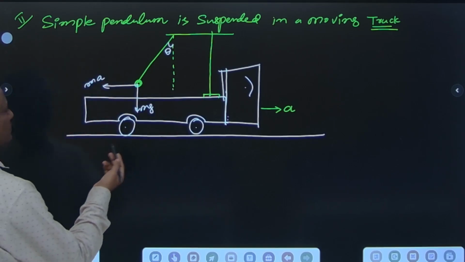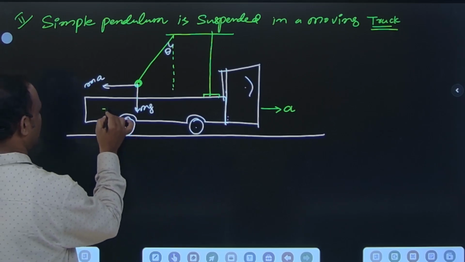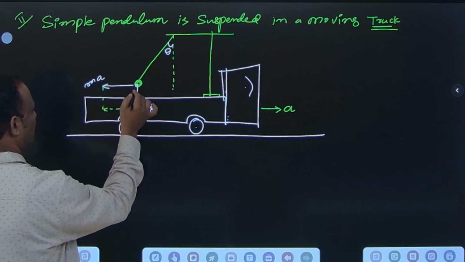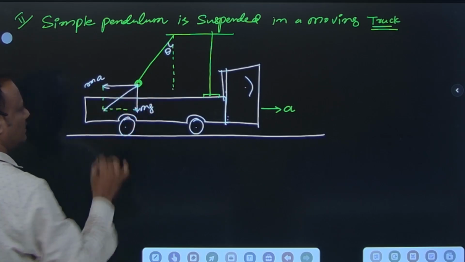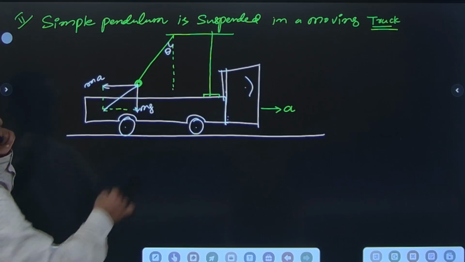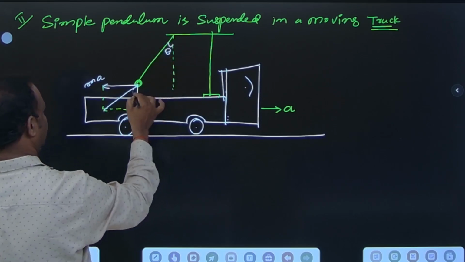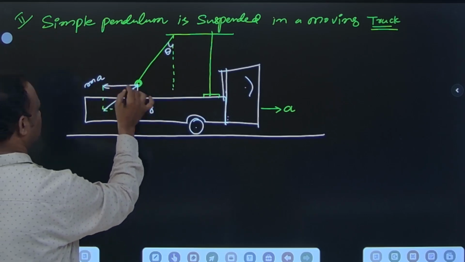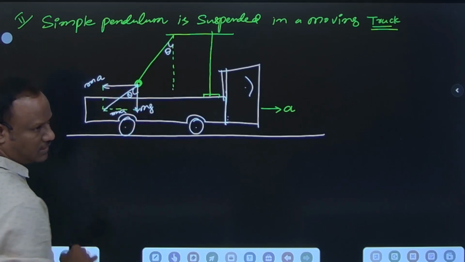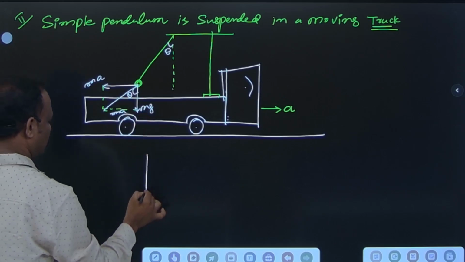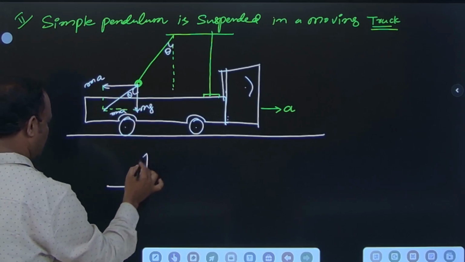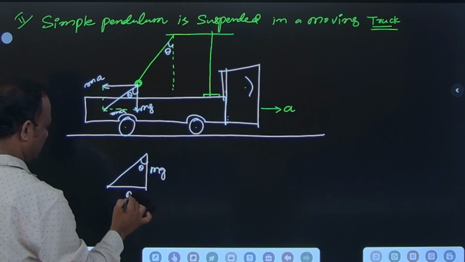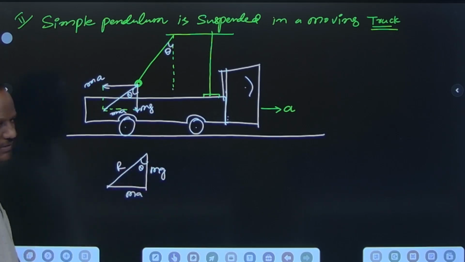Effective acceleration, using the parallelogram law: parallel to this draw a vector, parallel to this draw a vector. This will give the resultant. Correct. So what is the angle made with the vertical? This theta, and this one also theta. This is mg, this is ma, and this one also ma. So this is theta, this is mg, this is ma. What is the resultant?